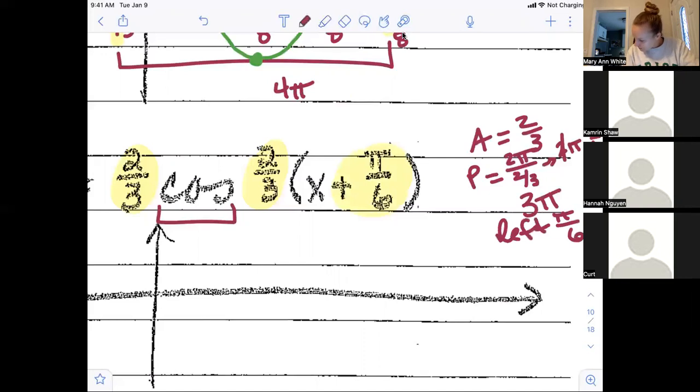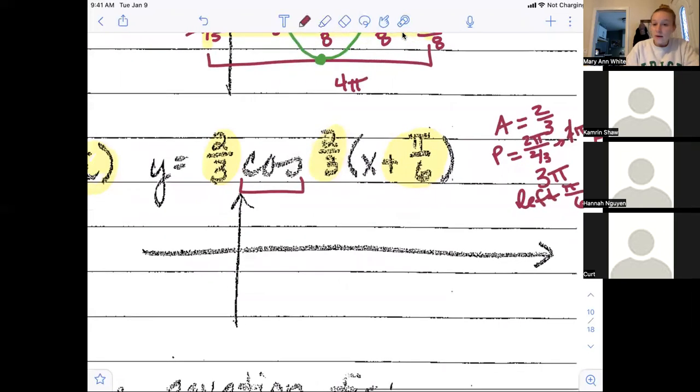Left pi over 6. Okay, so now I set my screen up. I'm going left pi over 6, so I'm going to go over here to negative pi over 6. And then you can end wherever I want, but this whole distance is going to be 3 pi.